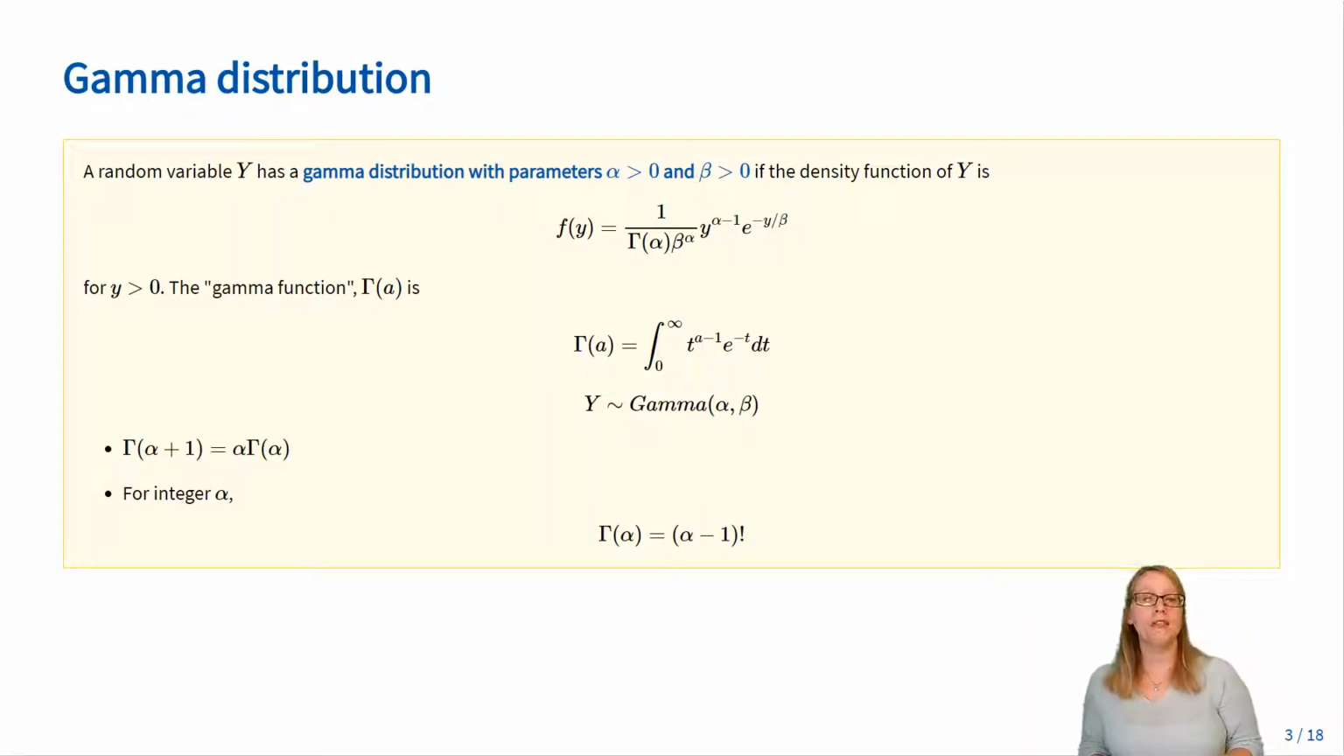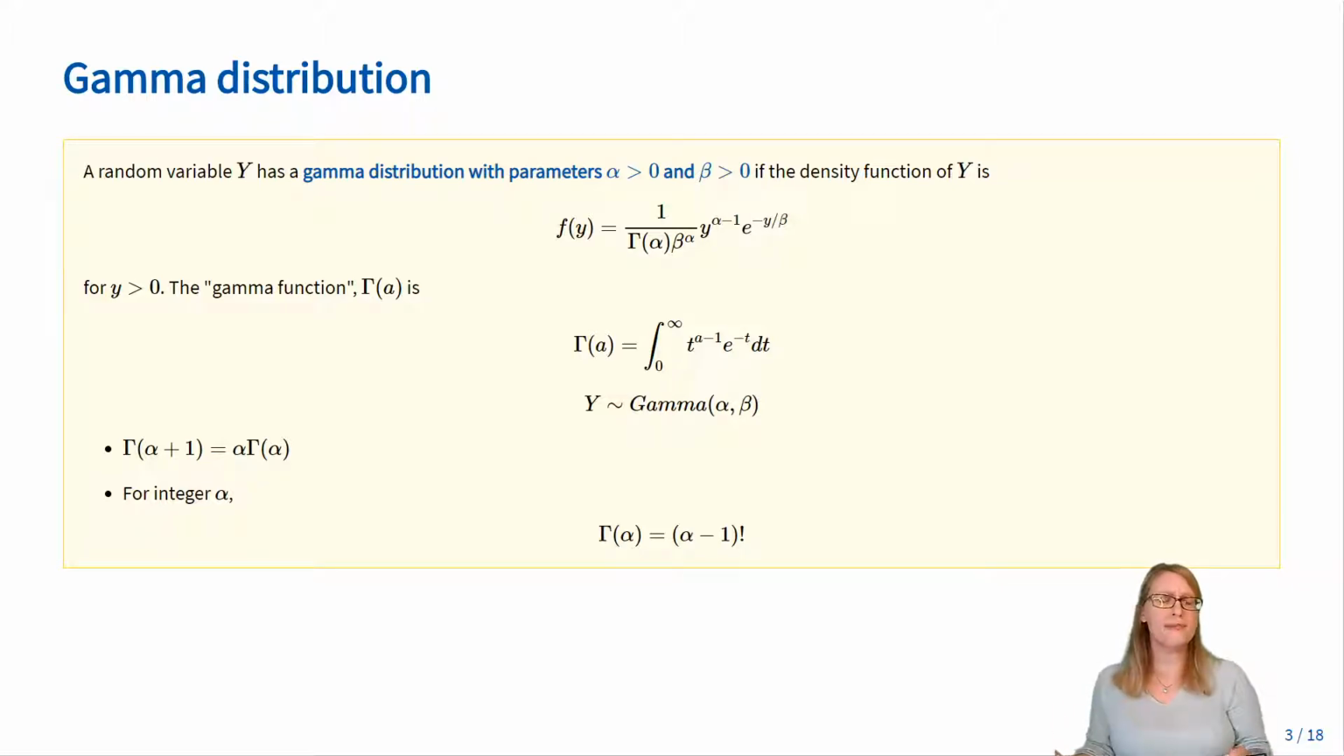So we say that a random variable y follows a gamma distribution with two parameters, alpha and beta, if the density function looks like this. Little f of y is 1 over the gamma function evaluated at alpha times beta raised to the alpha power times y to the alpha minus 1 times e to the negative y over beta.